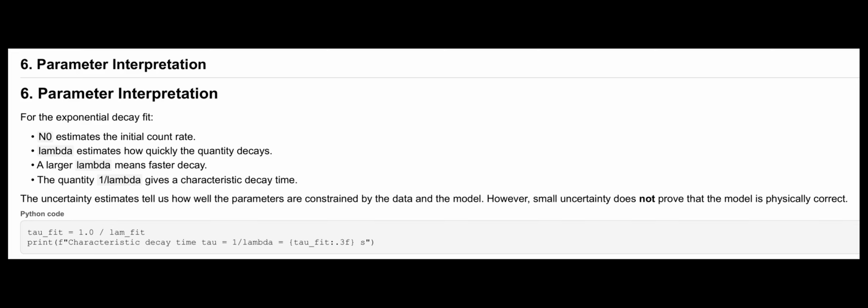A larger lambda indicates a faster decay, while the reciprocal of lambda gives us the characteristic decay time, often called tau. Remember, even if the uncertainty is small, we still need to ensure the model itself is appropriate for the data. In this specific case, our calculated characteristic decay time is approximately 2.44 seconds. This gives us a single number that summarizes the temporal scale of the entire physical process.